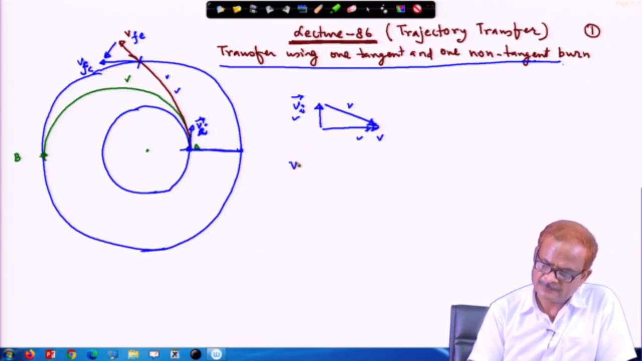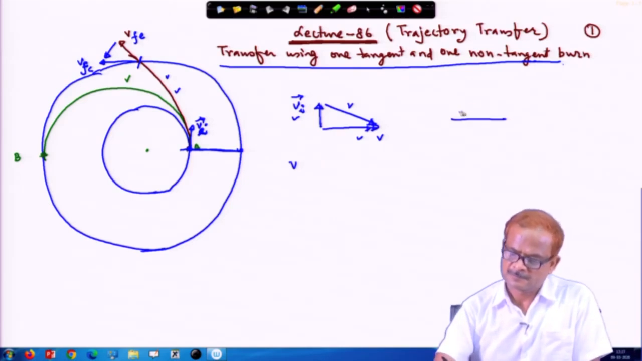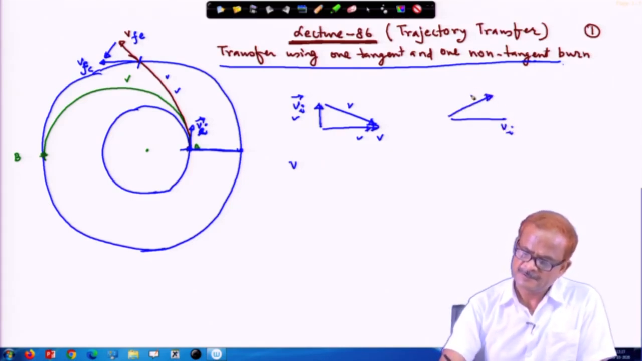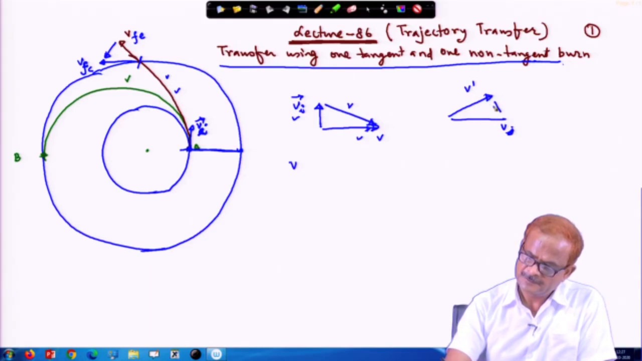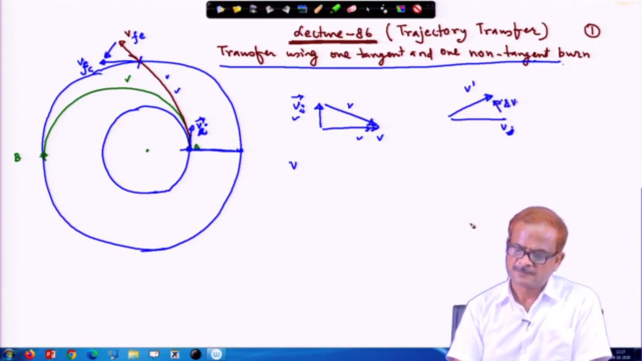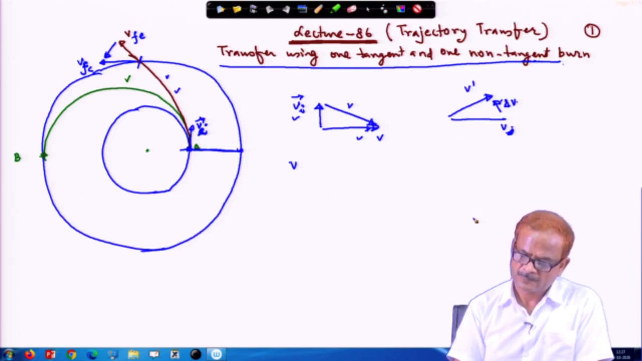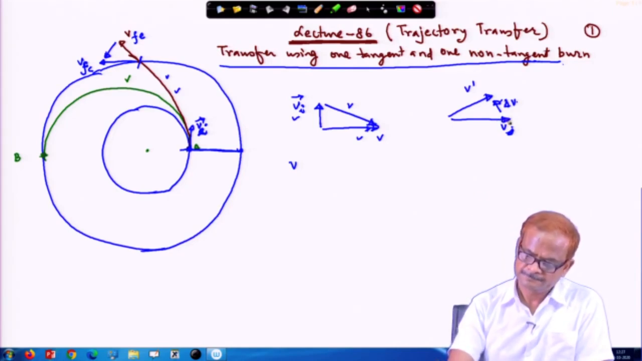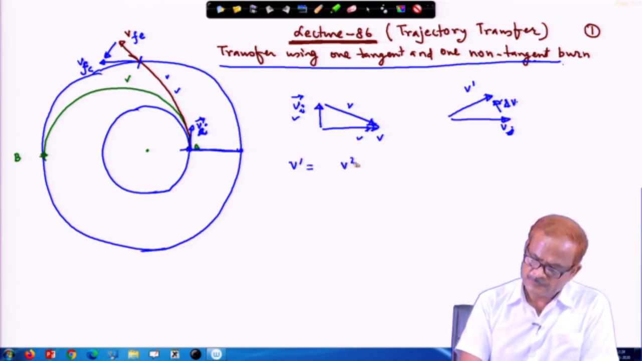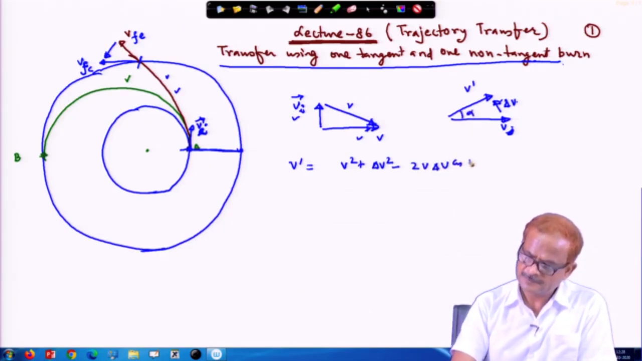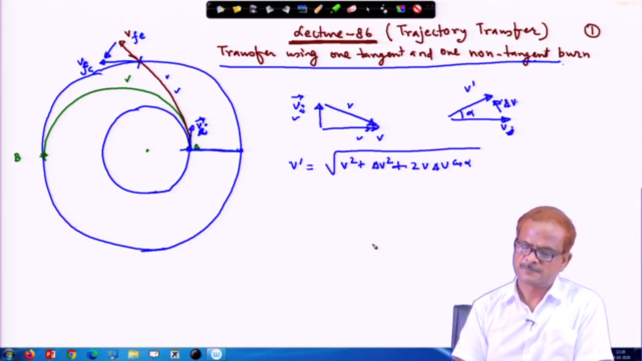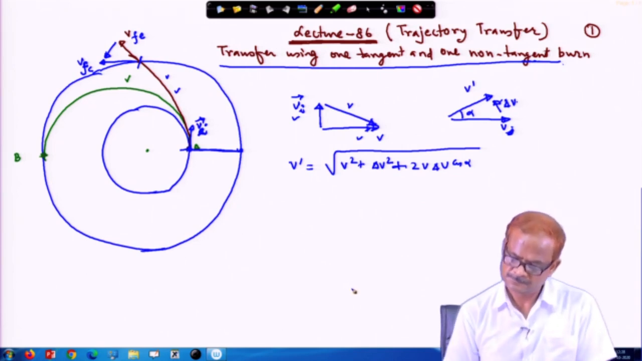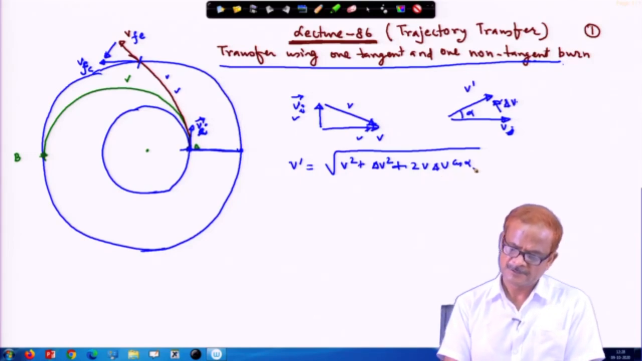Let us look through the equation we have written. As this is VI and this is V prime, or we simply write V, and this is delta V. V prime will be the square root of V squared plus delta V squared minus 2 V delta V cos alpha, where this angle is alpha, plus 2 V times delta V cos alpha.